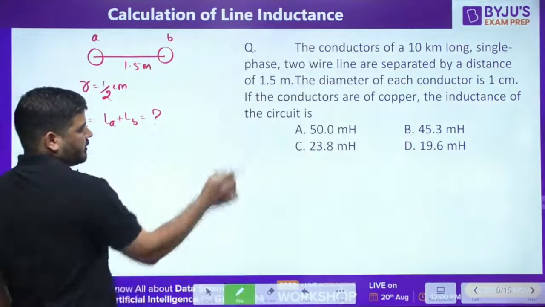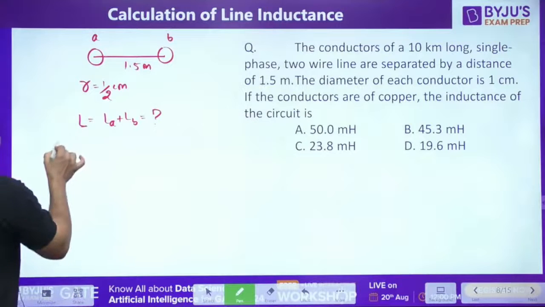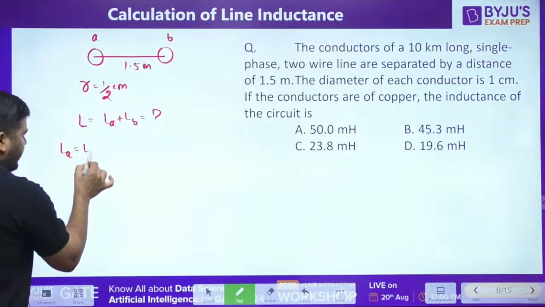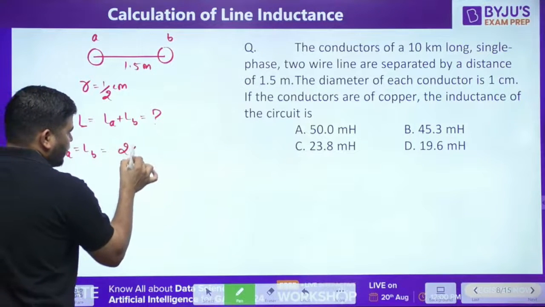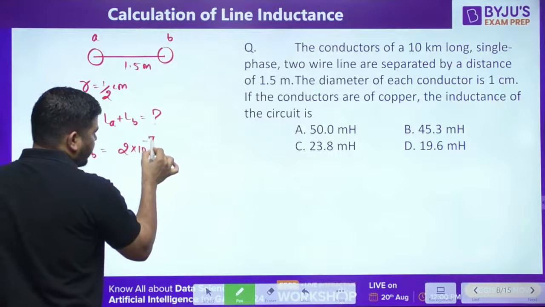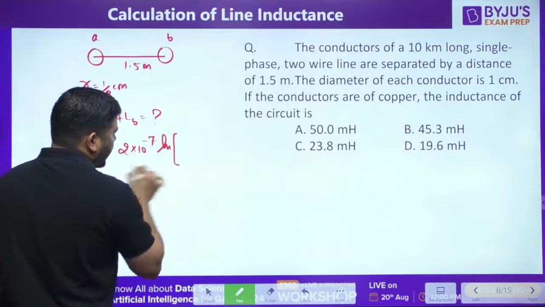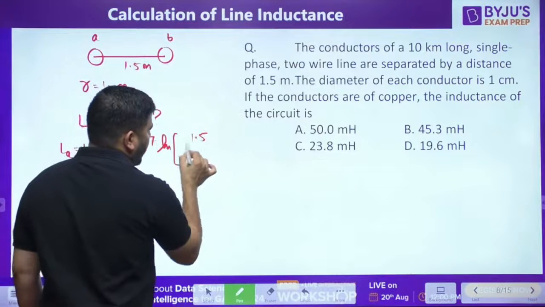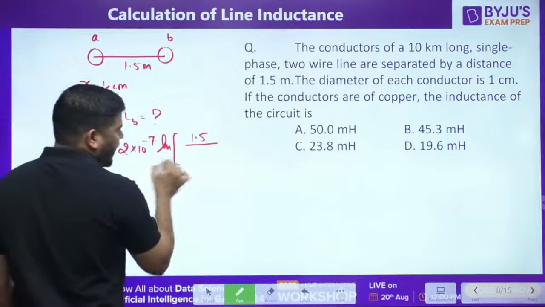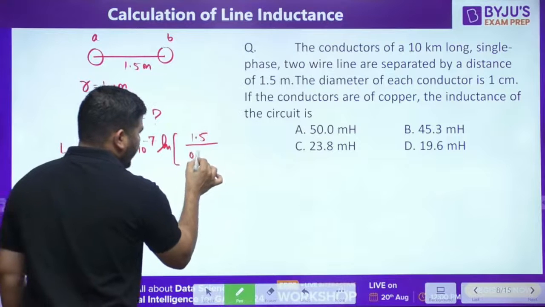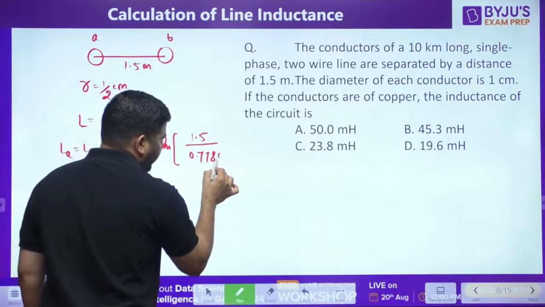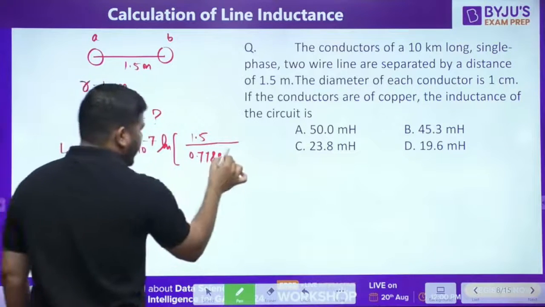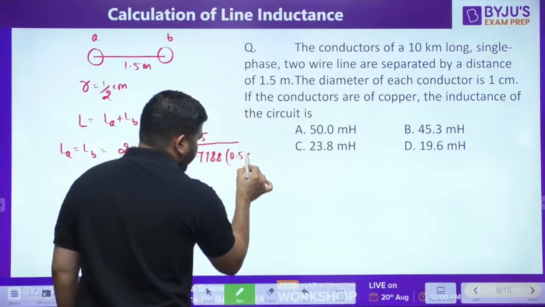Okay, time is over. Now it's my turn. So first let's calculate LA. We know that LA equals LB, and that will be equal to 2 into 10 to the power minus 7 ln GMD over GMR. What is GMD? GMD is 1.5, the mutual distance. What is GMR? GMR is 0.7788 into this R. R is 0.5 into 10 to the power minus 2.